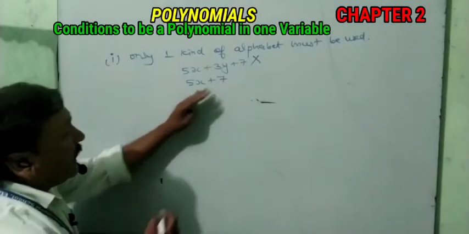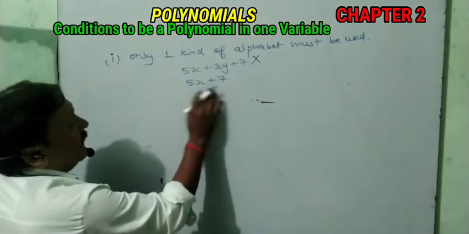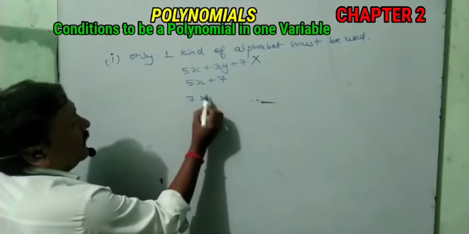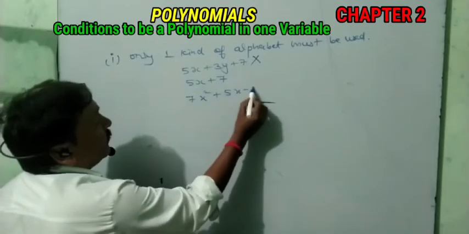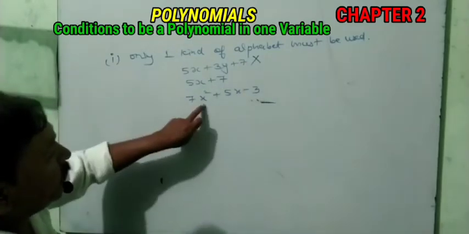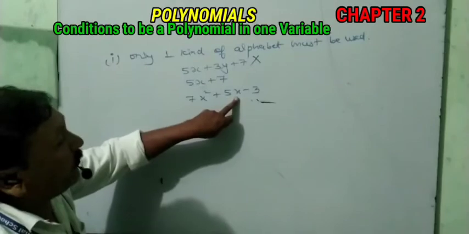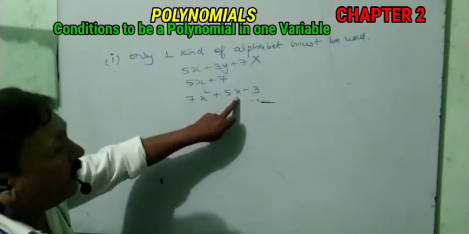We can take an example like this, or we can take an example like 7x squared plus 5x minus 3. It again has only one type of variable, so it is a polynomial in one variable.